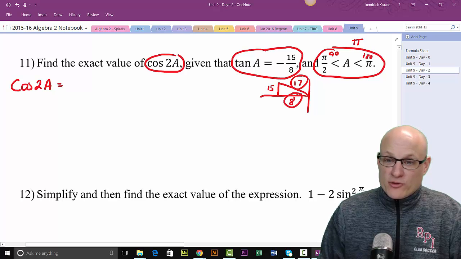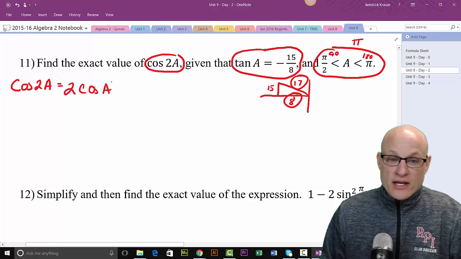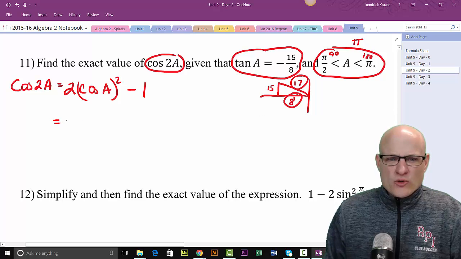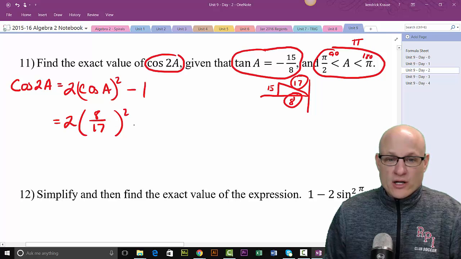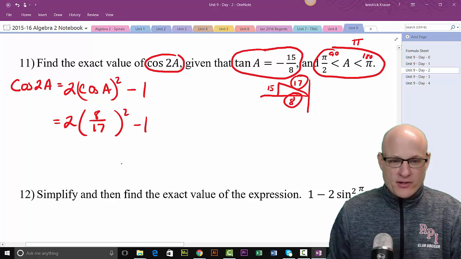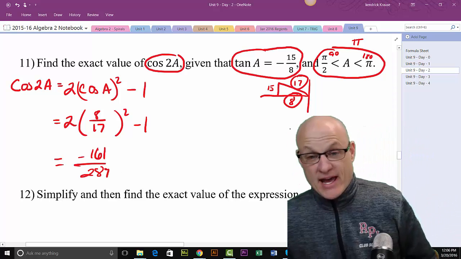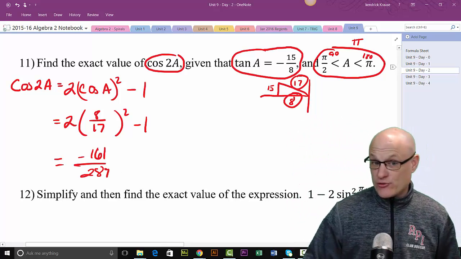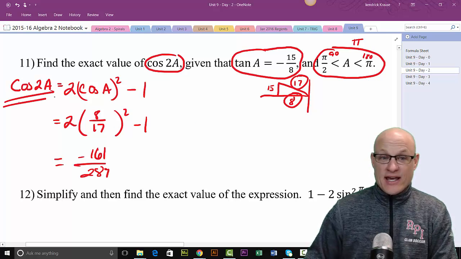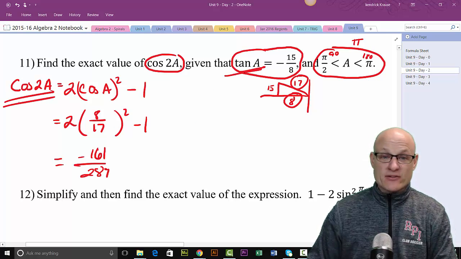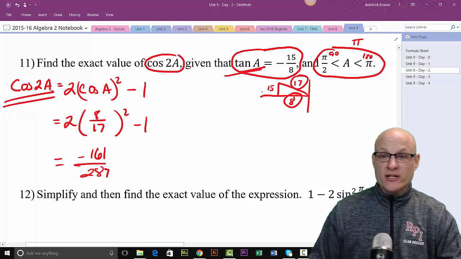It's an easy formula. We'll do 2 cosine of a squared minus 1. Cosine of a in this case is 8 over 17 squared minus 1. Holy mackerel, is this the same answer? Oh my gosh, it is. Look at that, negative 161 over 289. But notice what I had to do. I didn't have cosine or sine, and in order to use this formula, the only thing I have is tangent. So I took tangent and the fact that it was in the second quadrant and figured things out.